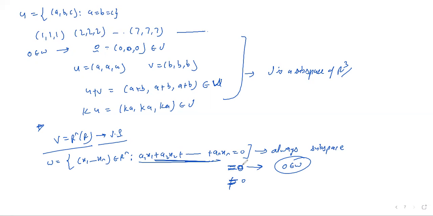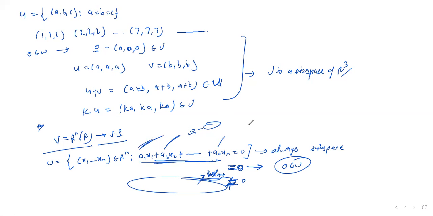Why am I saying that? For this combination to be 0, the scalars are all 0, so the zero vector will appear here. But if the linear combination is not equal to 0, then the zero vector will not belong here, because with any values of these scalars the combination will not equal 0. So it will only form a subspace if the linear combination is equal to 0.